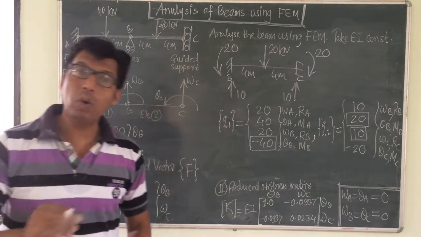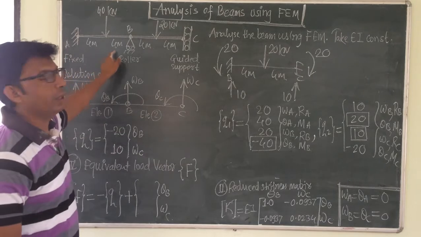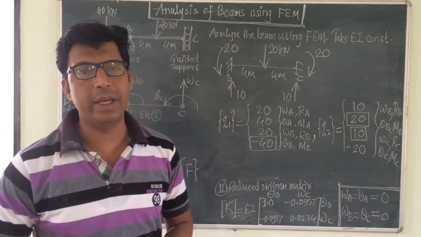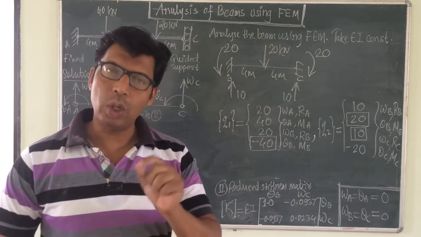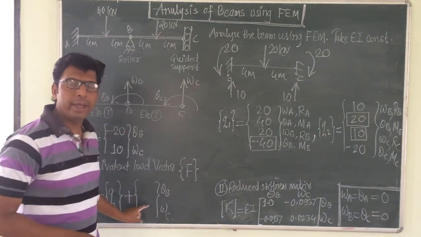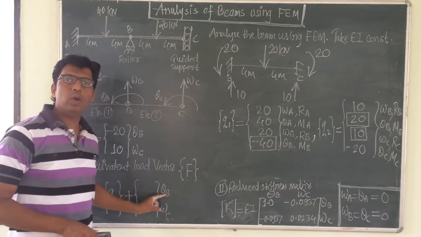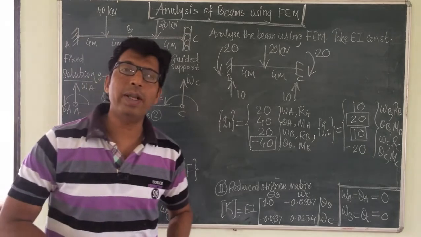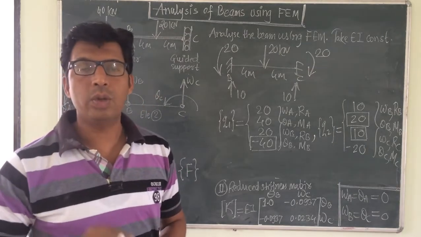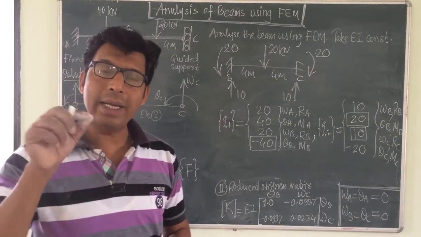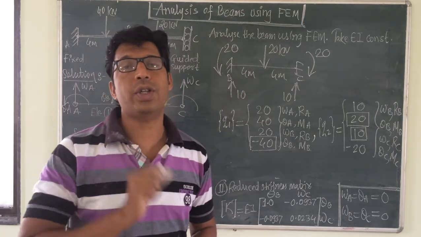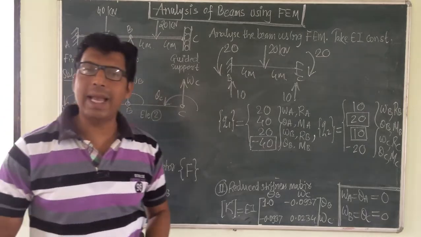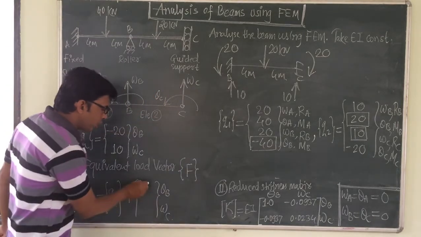plus, in the original structure, if any forces are given corresponding to the unknown displacements acting at the joints, those forces you have to consider here. It means if your first unknown is theta B, the rotation at B, the corresponding force is the moment at B. So you have to see, is there any moment acting at joint B in the original structure or not? If you look at joint B, there is no external moment acting. So this element is equal to 0.